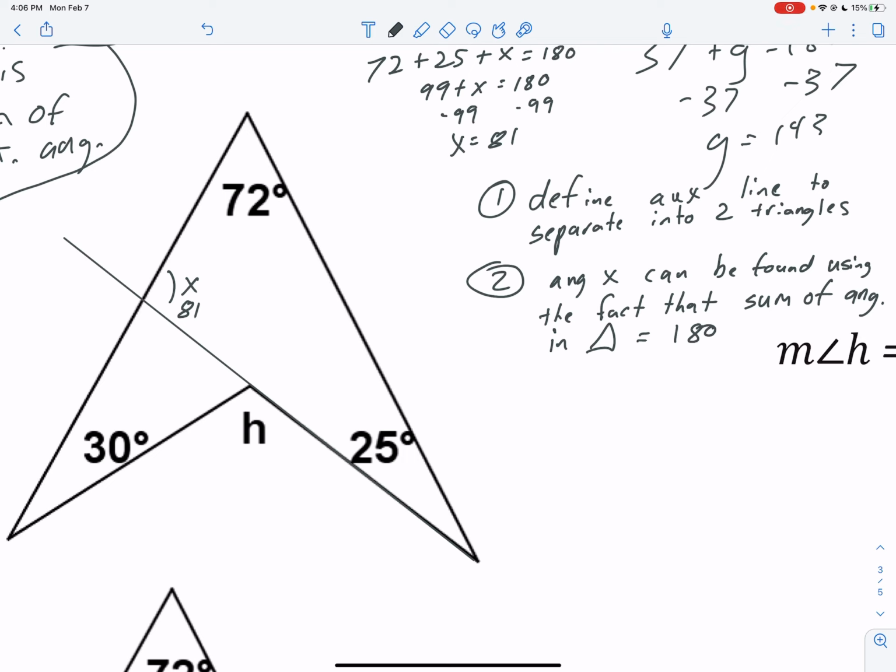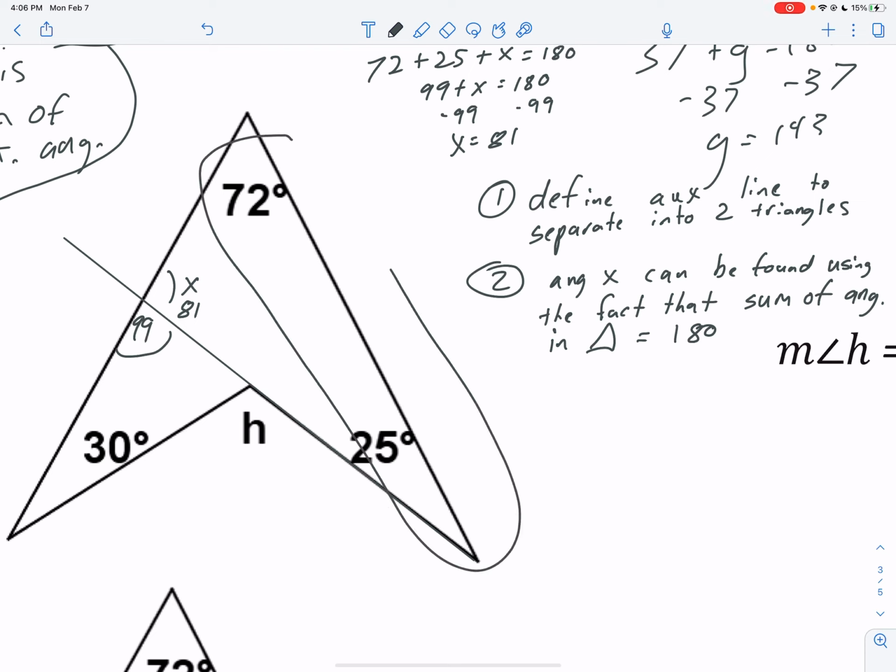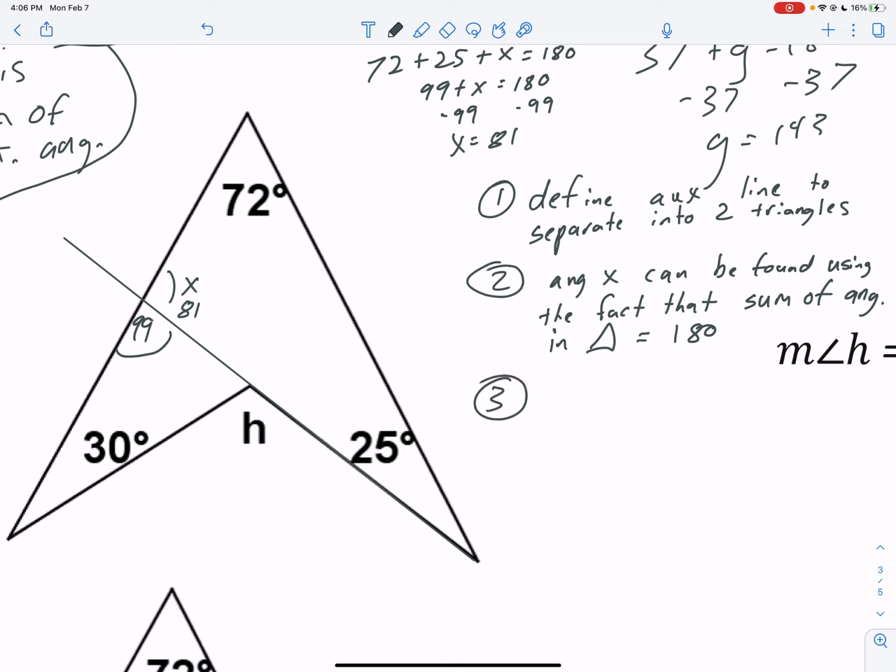And then I can realize that this is 99. Maybe I get this by the fact that it's equal to the sum of the opposite interior angles. Maybe I didn't even have to do this step right here. There's so many things you can do with this, so don't freak out if you're not quite sure about what method you want to use. Either way, I have two angles in this triangle now, and I have 99 plus 30. So I'm going to call this Y, angle Y.